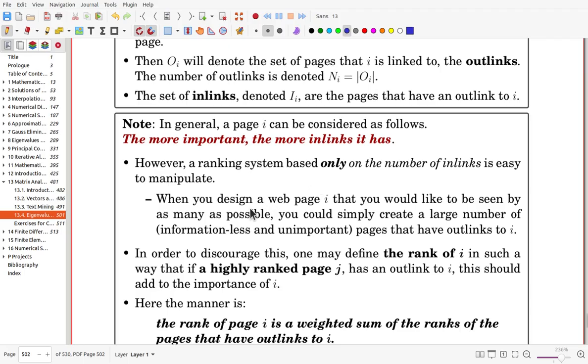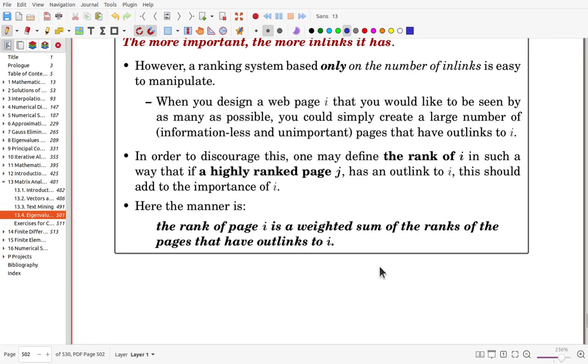When you design a web page i that you would like to be seen by as many people as possible, you could simply create a large number of useless, for example informationless, pages that have outlinks to i. So only considering the number of in-links is not really good. That's the reason we have to change this, rather than using the number.